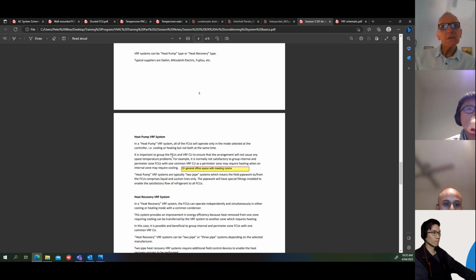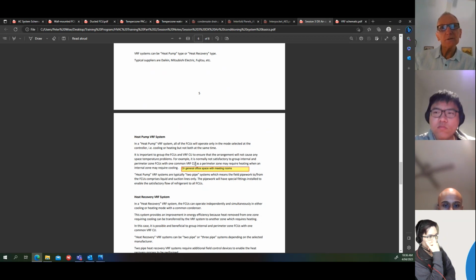So it's important to group the fan coil units and the VRF condensing unit to ensure that this arrangement will not cause any space temperature problems. Because if you select cooling at any one of the fan coil units, everything gets cooling. Right? So, for example, it's normally not satisfactory to group internal and perimeter zone fan coil units with one common condensing unit, as a perimeter zone might require heating when an internal zone might require cooling.